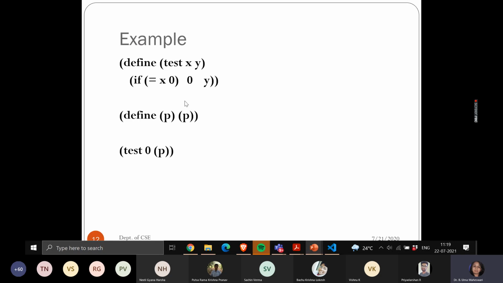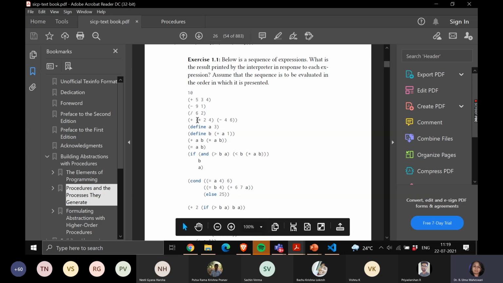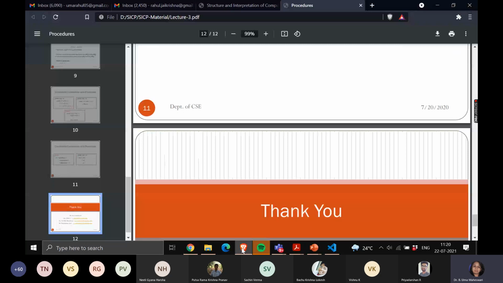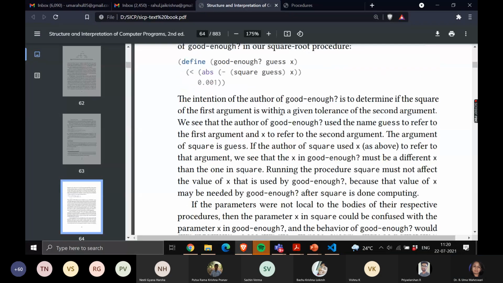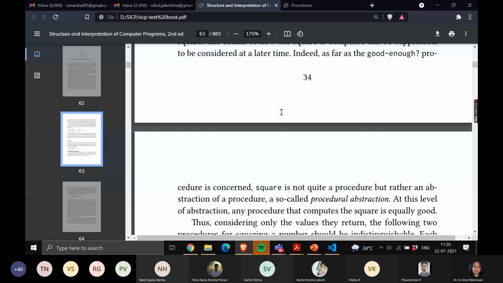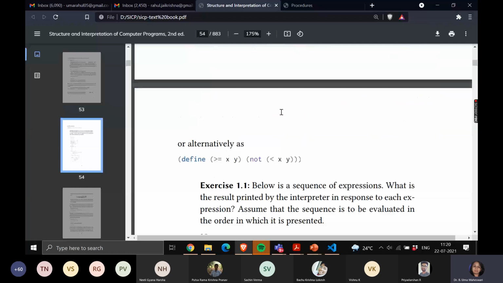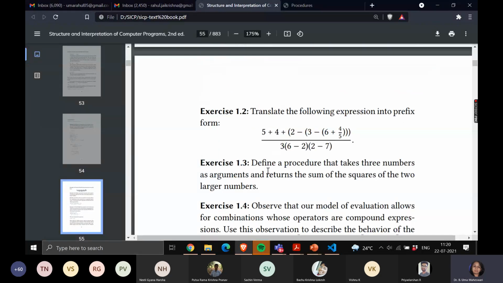So let's take an exercise from the book. I hope everyone has this file. I have it in Brave. Nowadays I started using Brave as a browser. Yeah, this is what we have seen. Let us take an example.